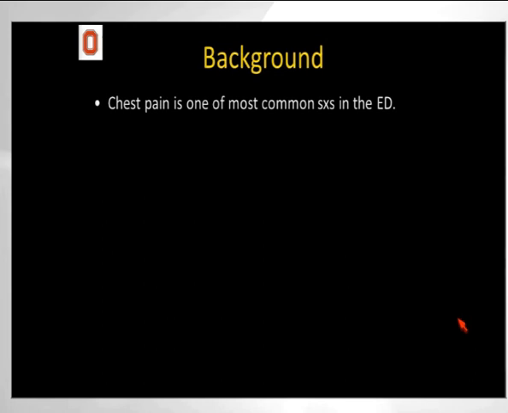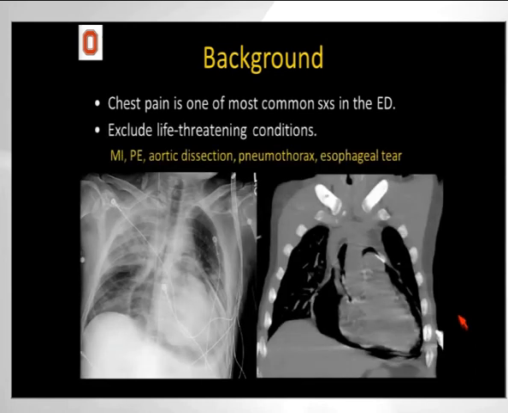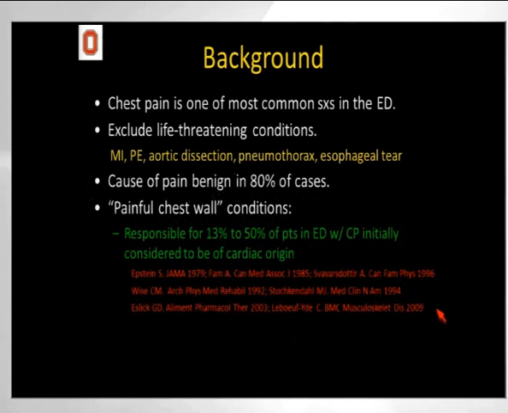Chest pain is one of the most common symptoms encountered in the emergency room. And although our top priority is always to exclude life-threatening conditions, I think it's important to remember that the majority of patients that come in with chest pain actually have benign conditions. In fact, about 13 to 50% of patients who initially present to the emergency room with chest pain, initially considered to be of cardiac origin, actually will end up leaving the emergency room with some other diagnosis.